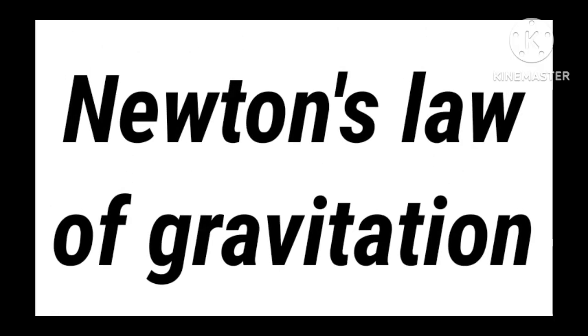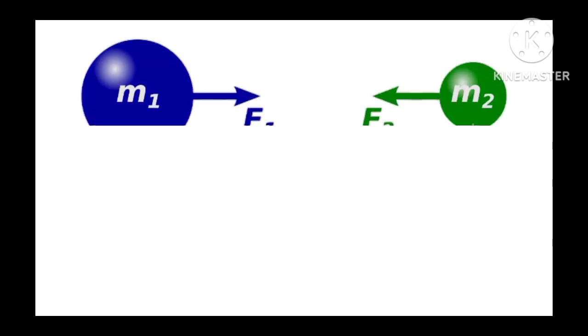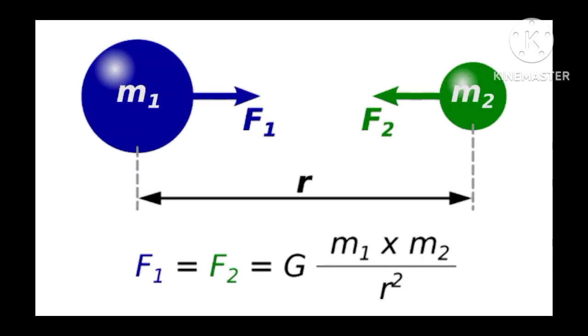Newton's law of gravitation states that any particle of matter in the universe attracts any other with a force varying directly as the product of the masses and inversely as the square of the distance between them.